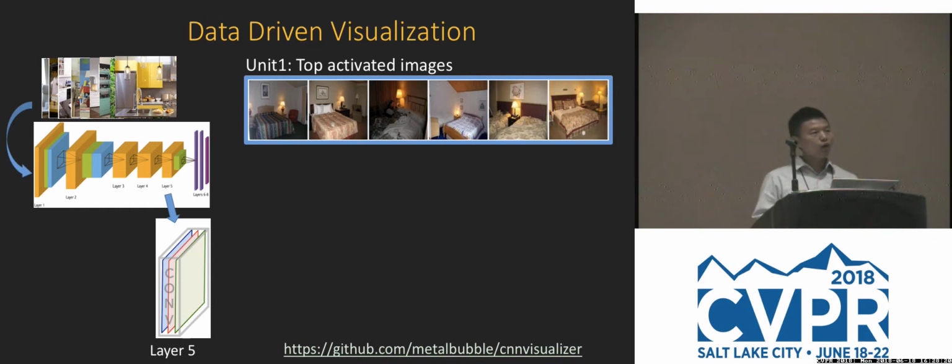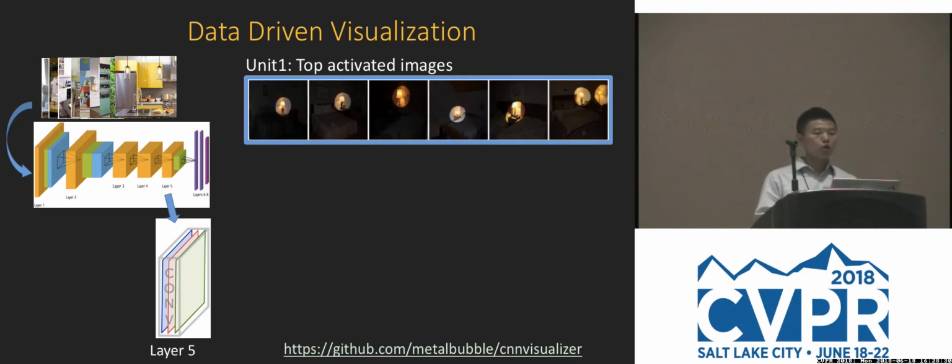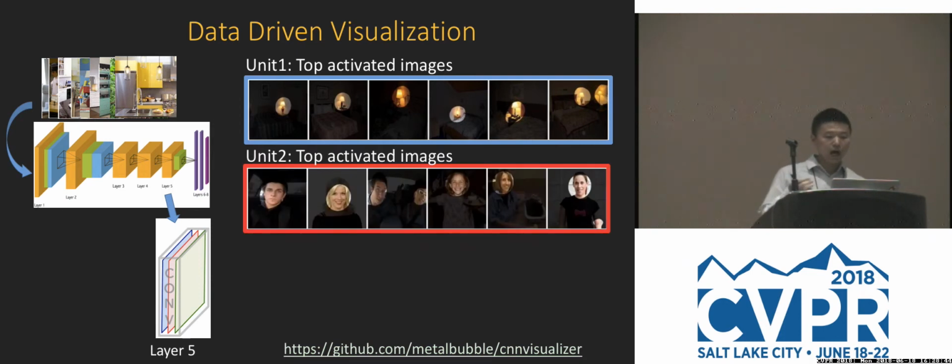For each image, the unit will generate a feature map. Then we can binarize the feature map and upsample it to the original image. Then we can further segment the top activated images into local regions. Those local regions better visualize what pattern has been captured by this unit. You can see that this particular unit captures lamp patterns. We can do similar things for all the other units.